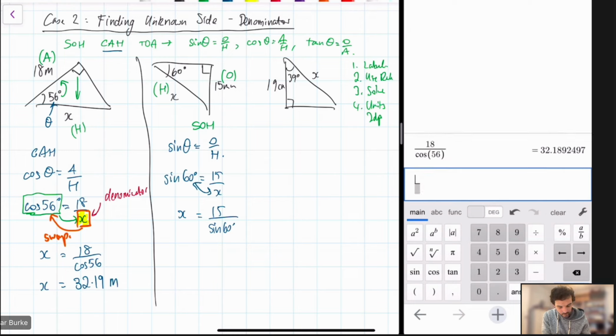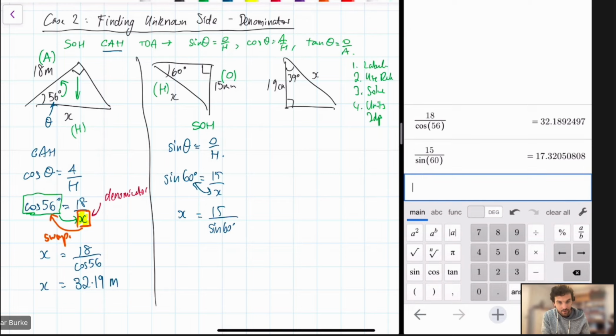So let's type that in, 15, and then down here, we've got sine 60. Yet again, remember to close the brackets, otherwise it won't work. So there we go. 17.32, what's our units? Millimeters. Do you notice each time I'm going to 2 decimal places and I put my units in every single time?